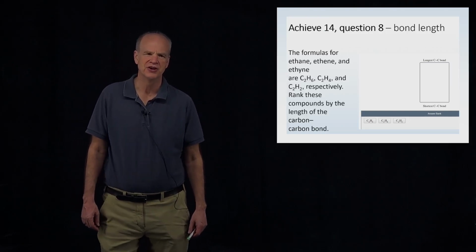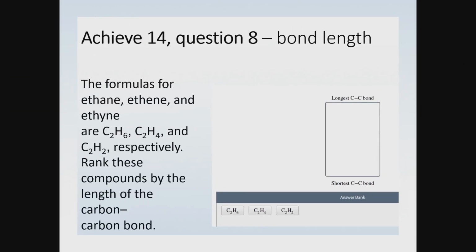If I can increase the slide. So this question reads as follows. The formulas for ethane, ethene, and ethyne are C2H6, C2H4, and C2H2 respectively. Rank these compounds by the length of the carbon-carbon bond. Okay, if I can lower the slide.